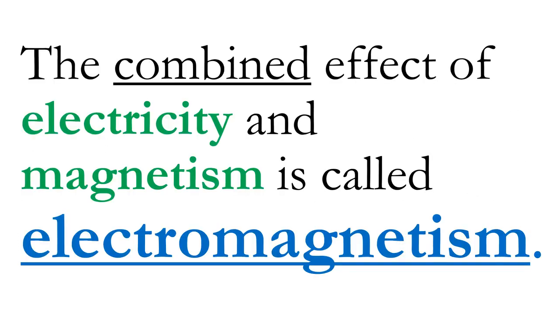The combined effect of electricity and magnetism is called electromagnetism. You can check here carefully. Electromagnetism has both the words, electro taken from electricity and magnetism from the word magnetism. Hence, wherever we learn or discuss about electromagnetism, it already includes both the effects, the electrical as well as magnetic.